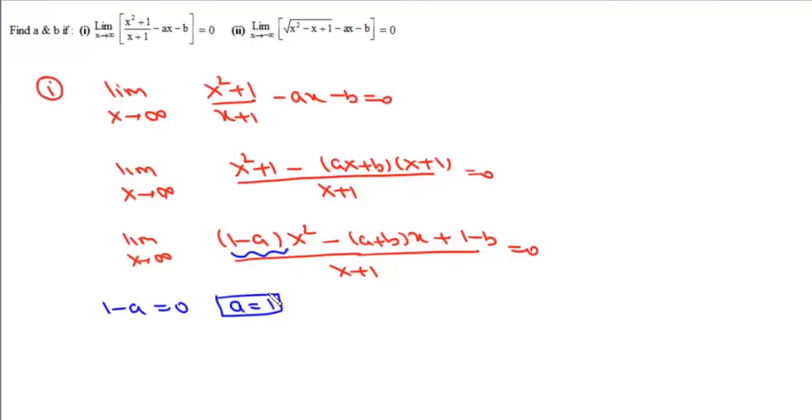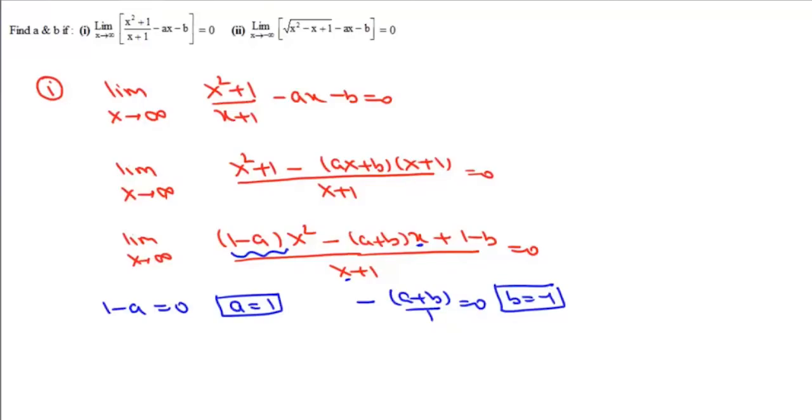Now if a is 1, then both numerator and denominator have highest power x. So in this case, the value of this limit will be minus a plus b upon 1 equals 0. Then the value of b is minus 1. So for the first part, the value of a is 1 and the value of b is minus 1. Now we look at the second limit.